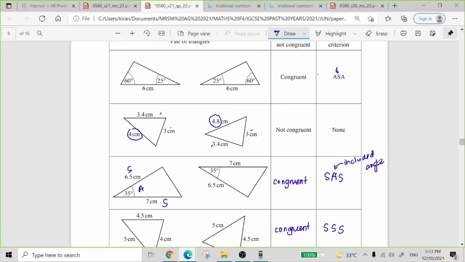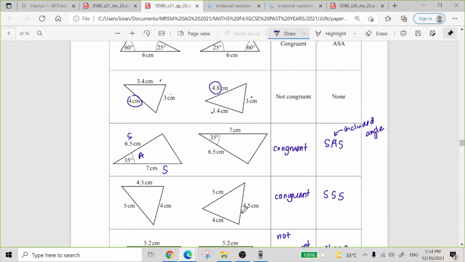Side, angle, side. So this is its short form. So when you see SAS like this, it means it refers to the included angle, because the angle is between two sides. So we have two sides here and also the included angle, so they are congruent since they have the same side length and also the same angle.